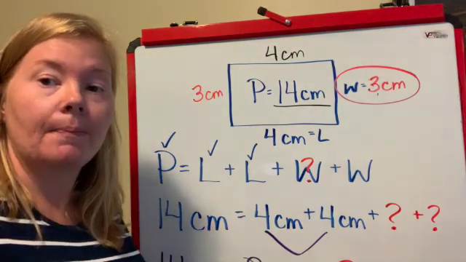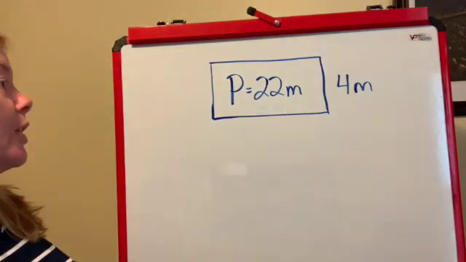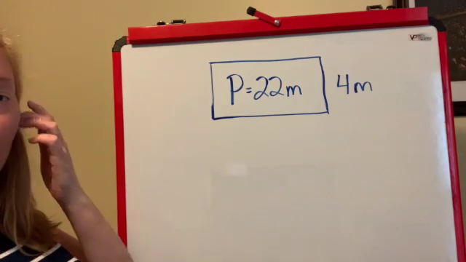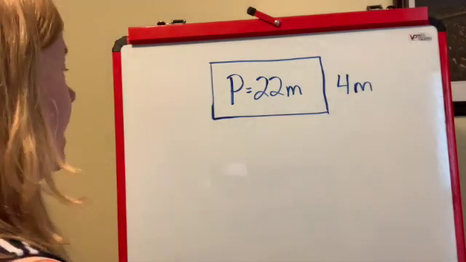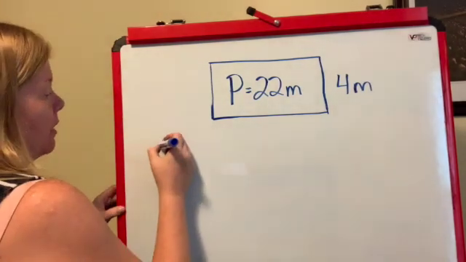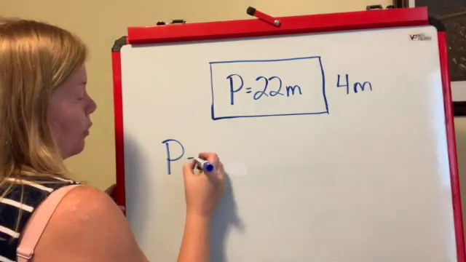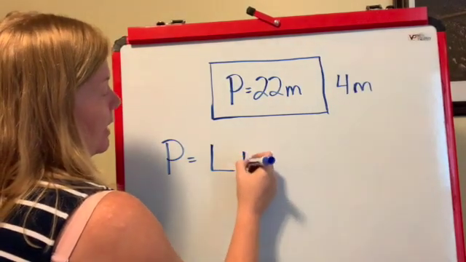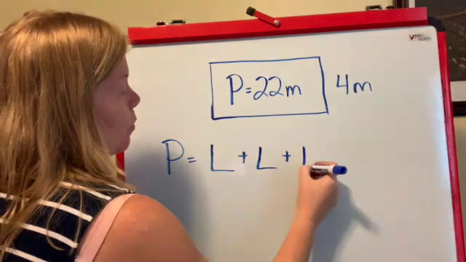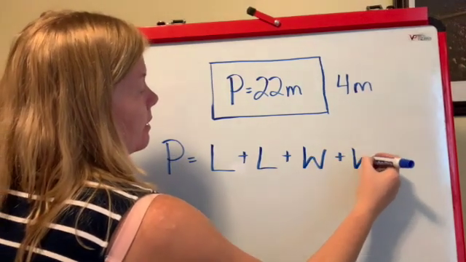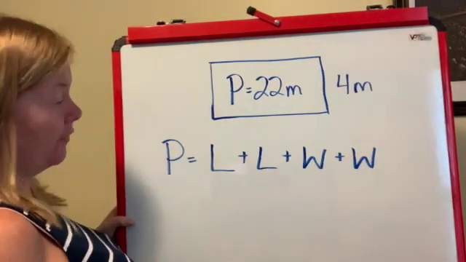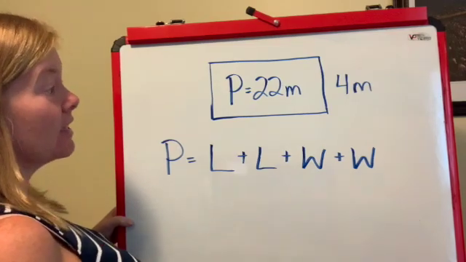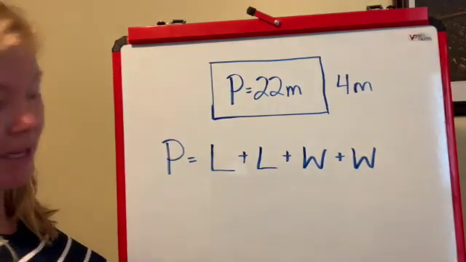Let's do one more. All right, friends, what do we always start with? Absolutely. The formula for perimeter. Perimeter equals length plus width plus width. Perfect. Now, this time, what is missing?